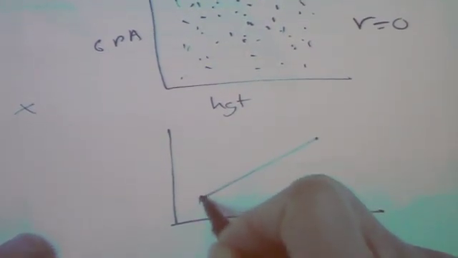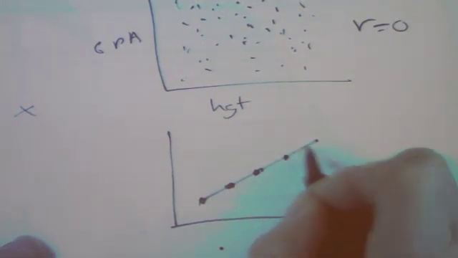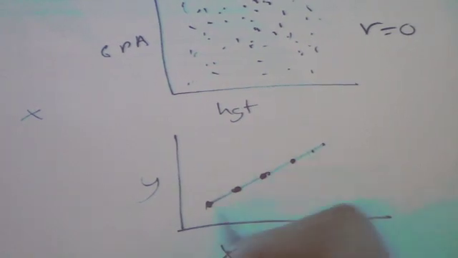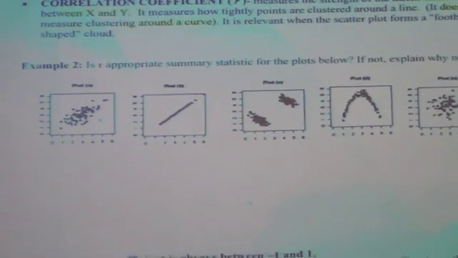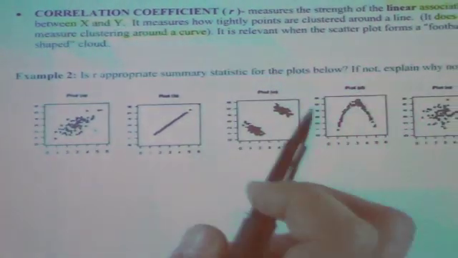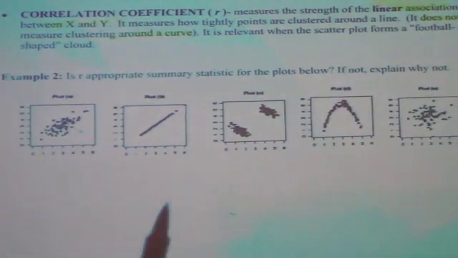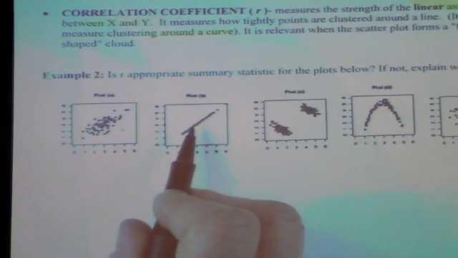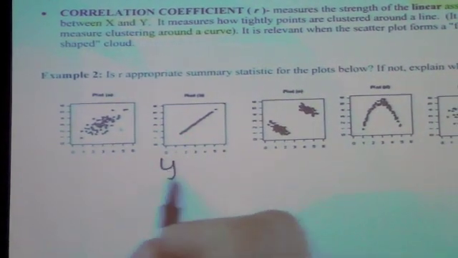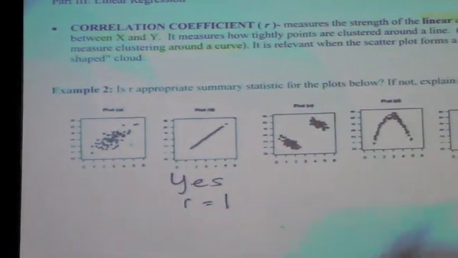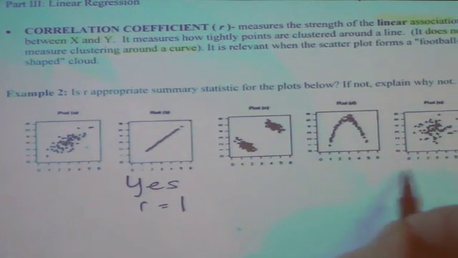Well, you'll think about that for a while, but if there is one, there'd be a formula, and you'd know exactly, if I told you what x was, you'd know exactly what y was. Just a linear formula. Okay, so now, is R an appropriate summary statistic for the plots below? Why or why not? Which one, do you think it's appropriate for this one? Yes. In this case, R would equal 1. How about for this one? Do you think it would be appropriate?